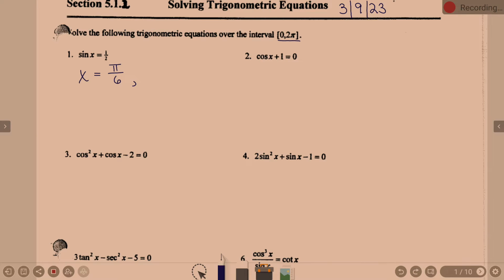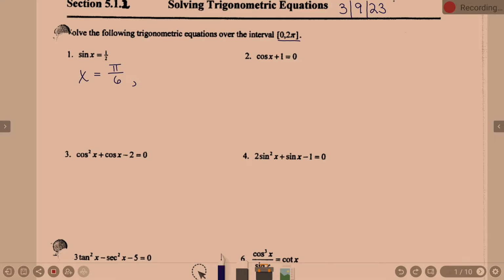I also put a comma. I noticed that. What am I indicating there? There's another answer. I'll give you a moment to think before I give the hint.